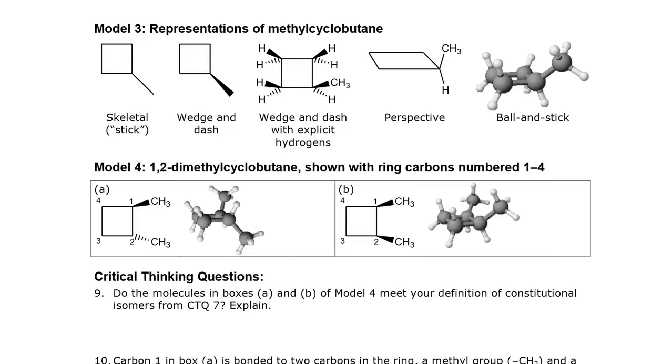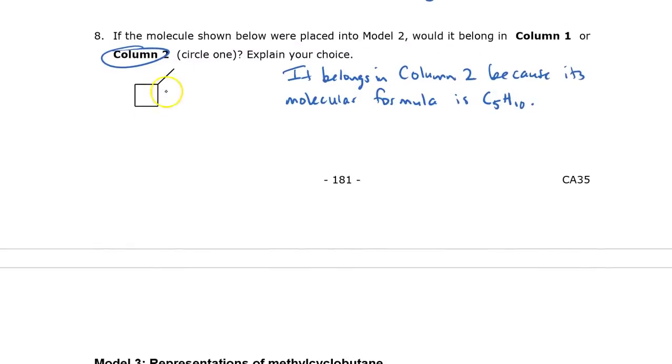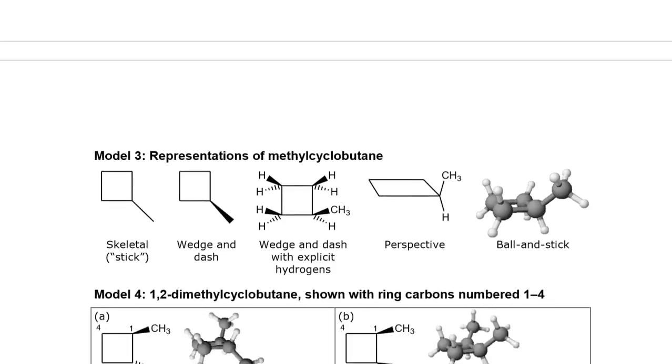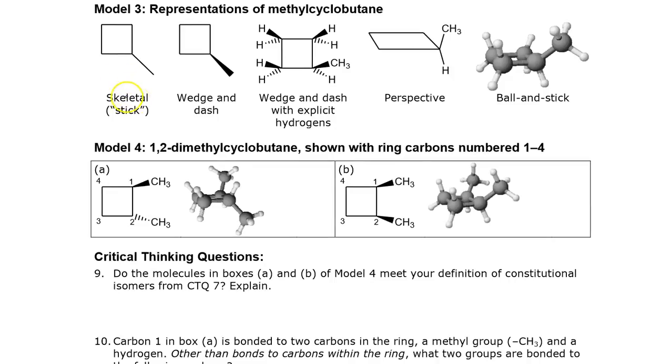Representations of methyl cyclobutane. So that is this molecule that we just looked at, this guy, and some different ways of drawing it. A skeletal, a wedge and dash with the hydrogen shown, which we can do if we really want to. Oftentimes with the skeletal, we don't show the hydrogens, but we can. I'm calling this a perspective. You have to imagine that you're now turning this square up on its side and looking at its side. And then we have the ball and stick. So just 5 different ways of looking at methyl cyclobutane.